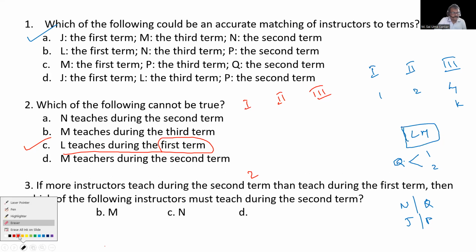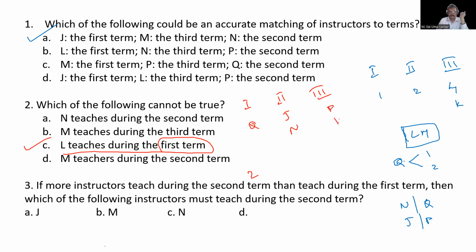What is the next one? J. Then which are the following? See, if more in second term during the second term, then which must be teaching second term? Suppose J is there, Q must be here, or Q is there. Suppose Q is here, N must be here, and P must be here. K is there, LM, that is a valid.